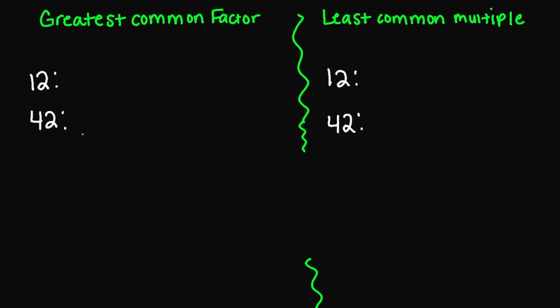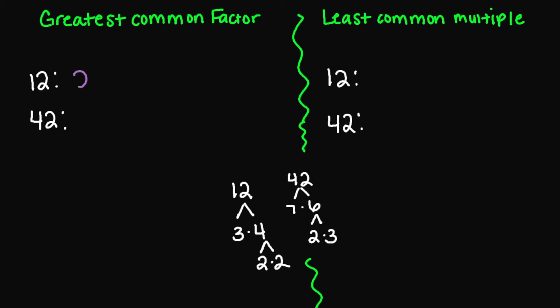So let's try 12 and 42. We're going to factor my 12 into 3 times 4, my 4 into 2 times 2. For my 42, we have 7 times 6, and then my 6, we have 2 times 3. So 12 is 2 times 2 times 3, and then 42 is 2 times 3 times 7.